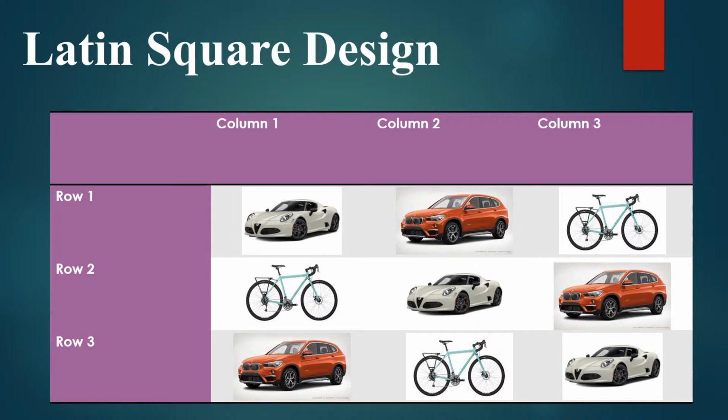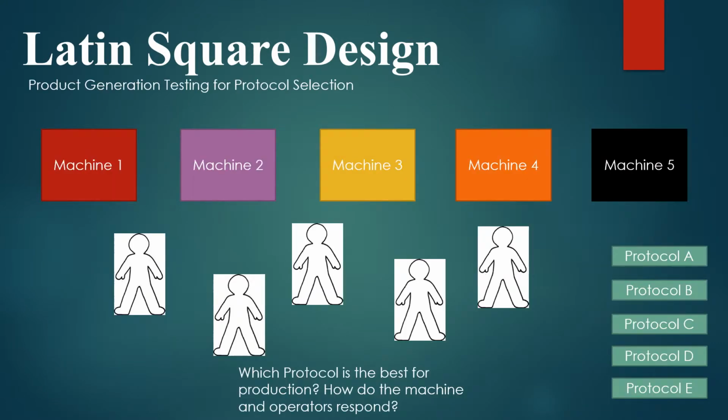One variable will be assigned the column, one the row, and one the treatments, or what happens inside of the little matrices. In this example, the two cars and the bicycle. Now, the cars and bike cannot repeat in the same column, nor can they repeat in the same row, similar to Sudoku. Now let's look at how we can use this in an engineering perspective and setup.